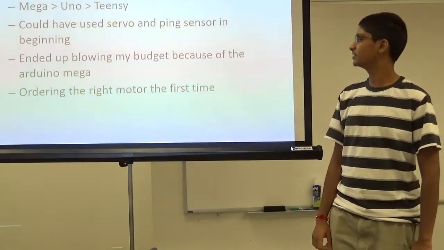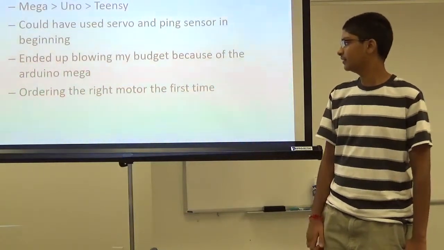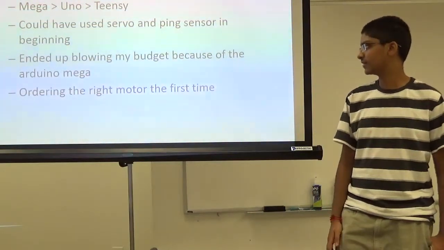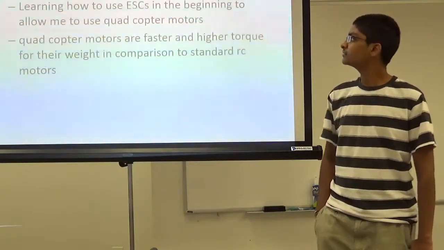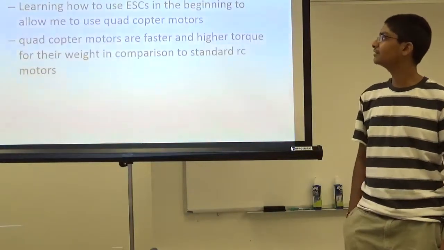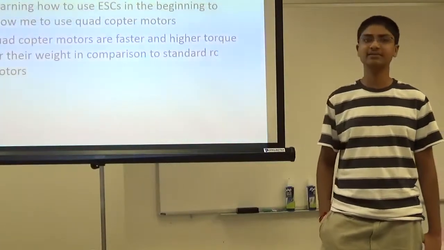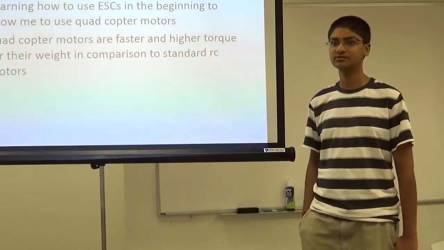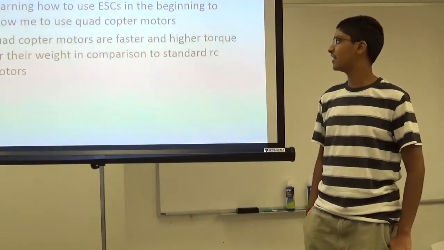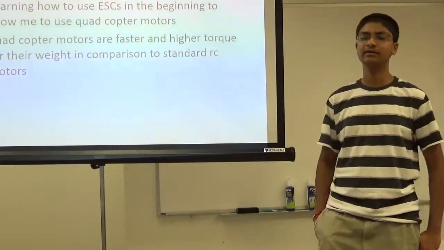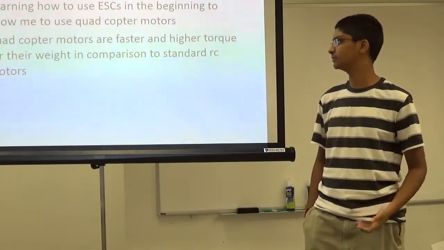It ended up blowing my budget because of the Arduino Mega, which is really expensive, but I could have avoided all this by just ordering the right motors the first time and not having to reorder over and over. As for the research, I could have learned how ESCs work in the beginning and gotten those motors from the beginning, because I ended up going through I think 4 pairs of motors. It was a lot of motors. Quadcopter motors are faster and have a higher torque, but they also are a lot lighter for what they're able to produce.